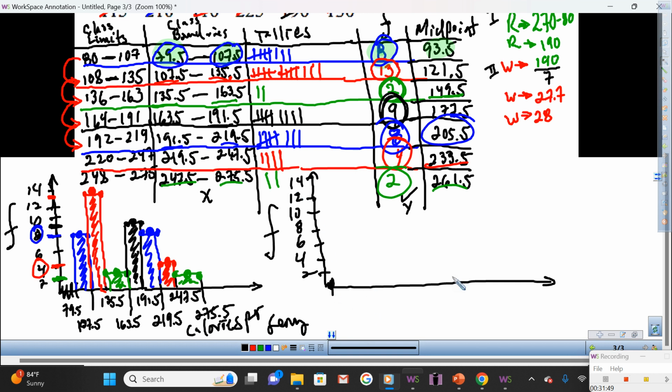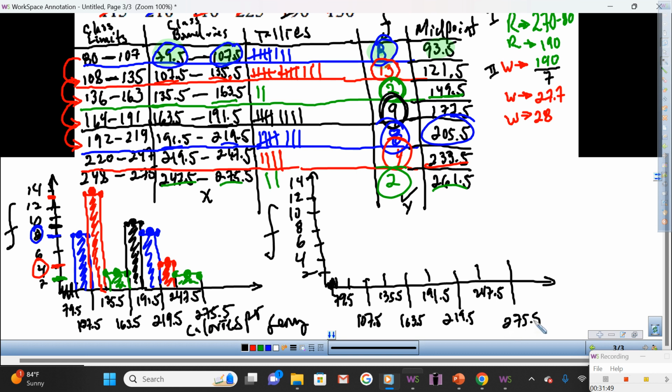And again, set up our X. We got 79.5. Then we got 107.5. Then we got 135.5. Then we got 163.5. Then we got 191.5. Then we got 219.5. Then we got 247.5. And then we got 275.5. And we label the same thing. I'm just going to leave that label here so that you know that it's for our X. So now we're building our polygon, frequency polygon.